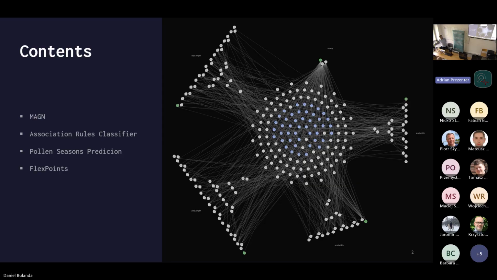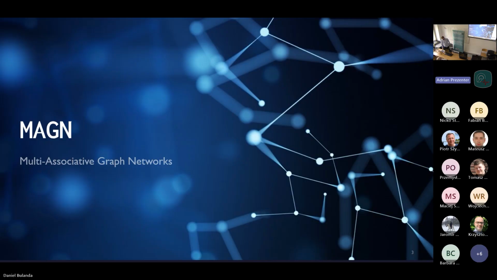to predict pollen seasons. The last part is about the flex points algorithm, which is basically an ECG compression algorithm, but we applied this algorithm to pre-process data for deep neural networks, specifically convolutional neural networks combined with LSTM cells, to see if such compression and extraction of medically valuable information can improve the overall quality of those deep neural networks. Okay, so let's switch to the first topic.